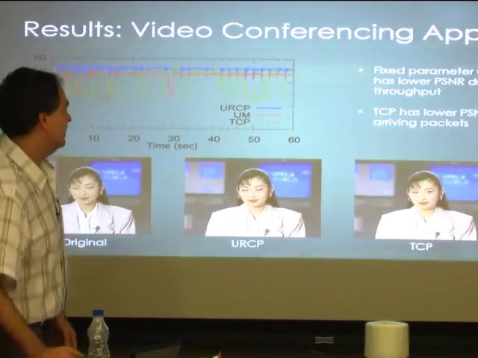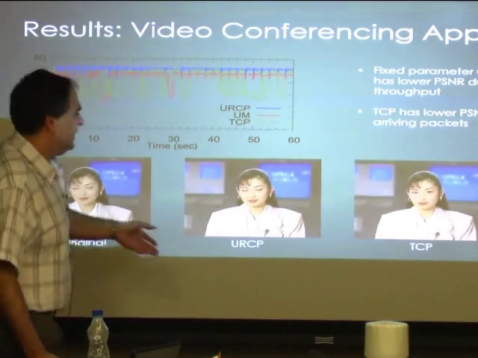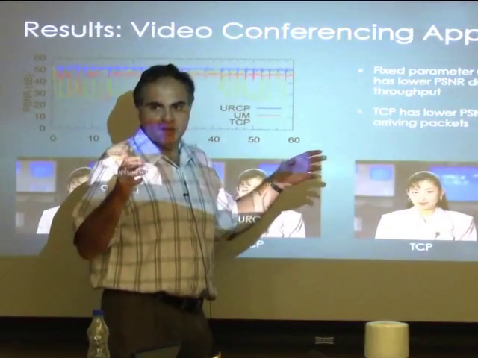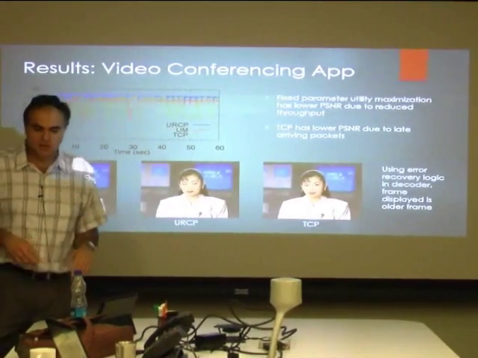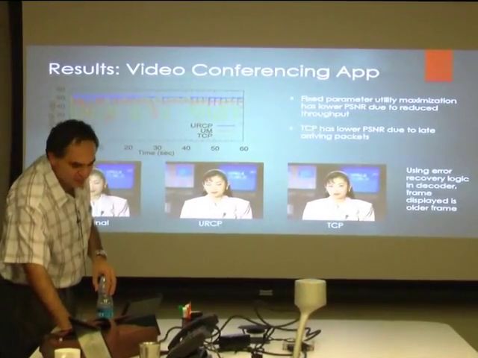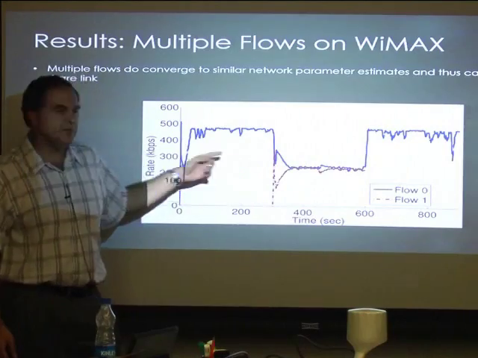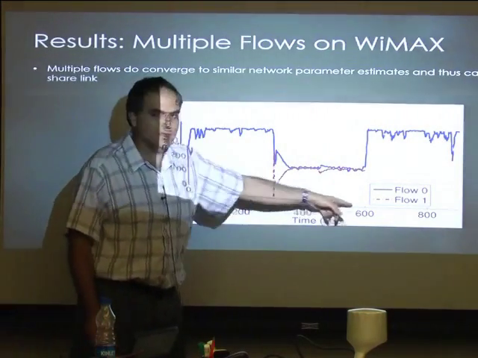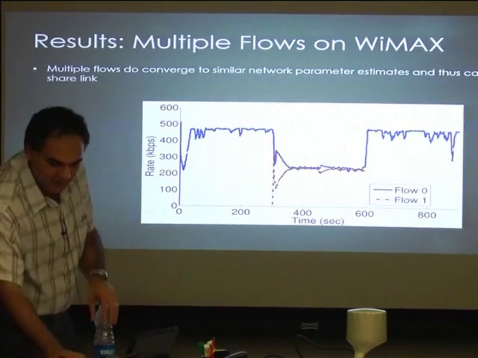These are just results applying the algorithm to video conferencing, to see how it performs. Basically what you're seeing here is that because of the decoder reconstruction logic, you have missing frames and different video coming out than the original. This is one fairness result: flow 0 goes from 0 to 900 seconds. Flow 1 comes in at 300 and leaves at 600.